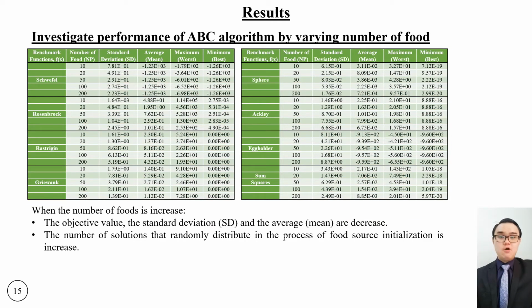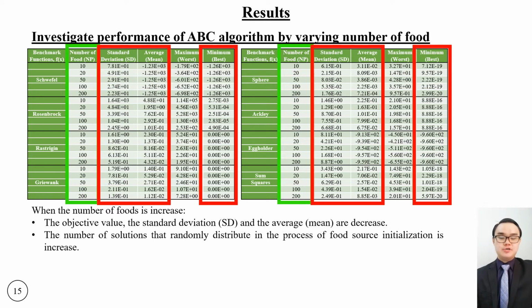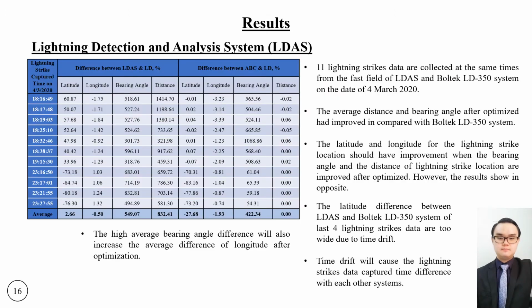Meanwhile, when the number of food sources is increased, the objective value, the standard deviation, and the average are decreased. This is because the number of solutions randomly distributed in the process of food source initialization is increased, making it easier for employed bees and onlooker bees to find the best solution. The consistency of the ABC algorithm to obtain the same objective value is also increased as the mean value decreases.